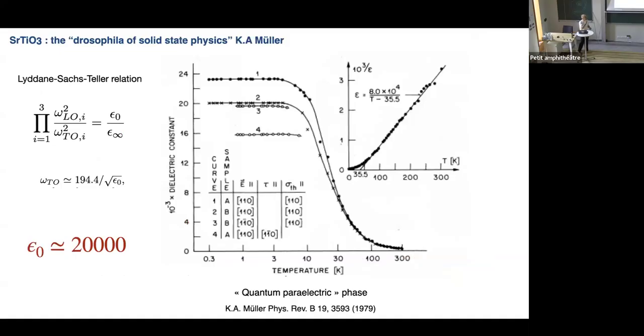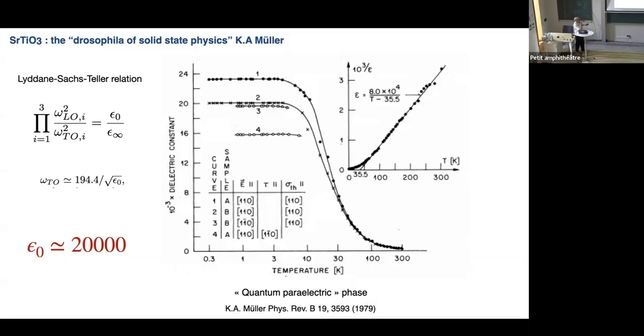The ground state of STO and most of the properties of STO come from this plot here, where you have the dielectric constant as a function of temperature. At high temperature, this dielectric constant, which measures the level of polarizability of your system, is about 300. But when you cool down, you see that it increases a lot and saturates below 10K to a value which is extremely large, about 20,000. So what this plot tells us is that the system wants to be ferroelectric, but it is not.